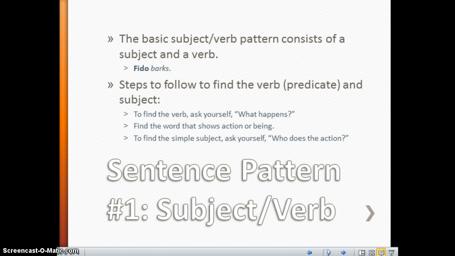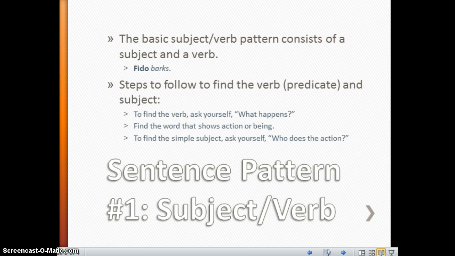Now, the subject-verb pattern will be very simple because each and every one of you knows what a subject and a verb is. So this basic pattern consists of a subject and a verb. That doesn't mean that's the only thing within the sentence, but in order to be a sentence, there must be a subject and a verb.